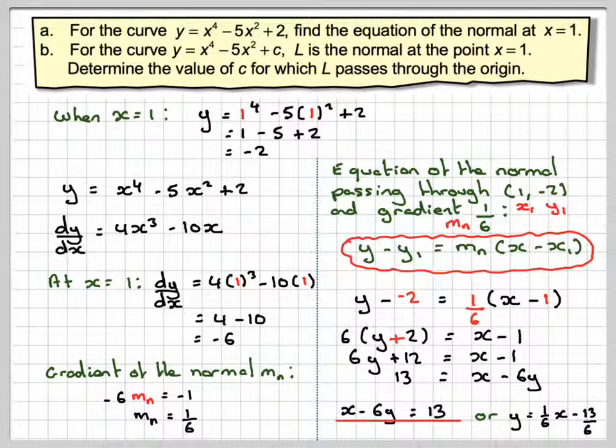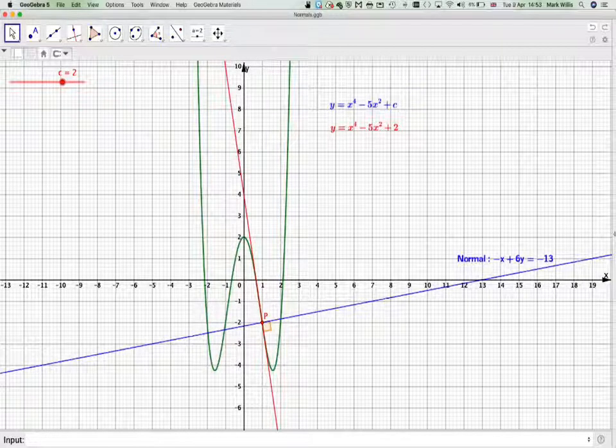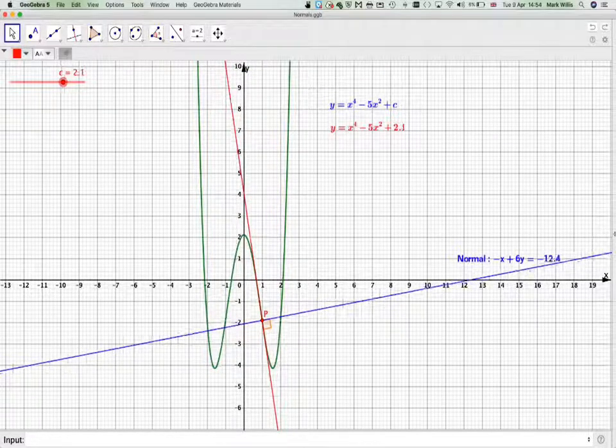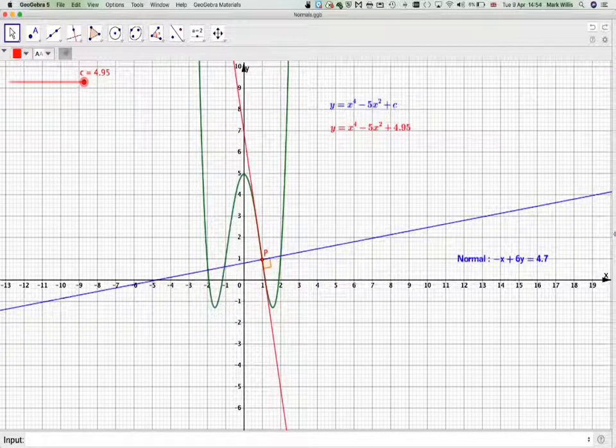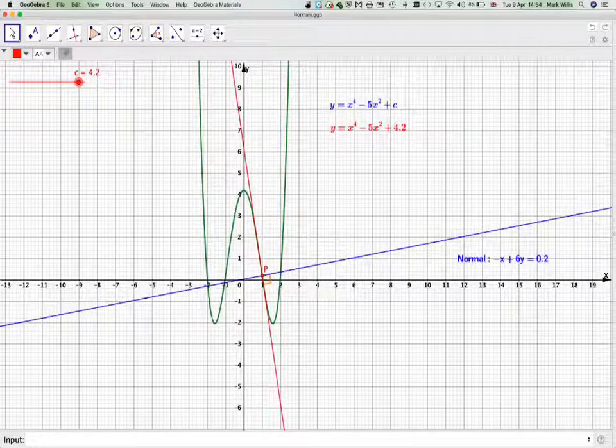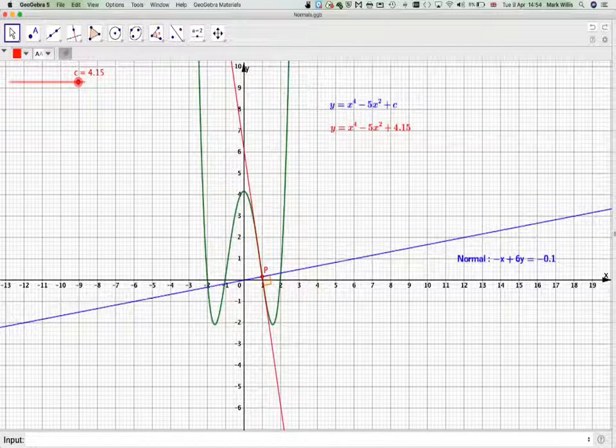Now if we just want to have a look at this situation using this GeoGebra app, here we have the original curve. The red one is the tangent, but the blue line is the normal. The software gives that value. It's the same as we just found. But if I move the value of c, the gradient of the normal and the tangent will stay the same. Now, one I'm particularly interested in is this one here, because this will be the normal that passes through the origin (0, 0). So let's now have a look at that.